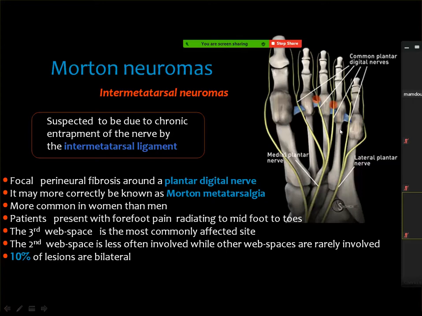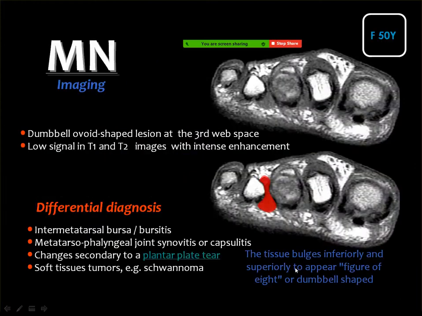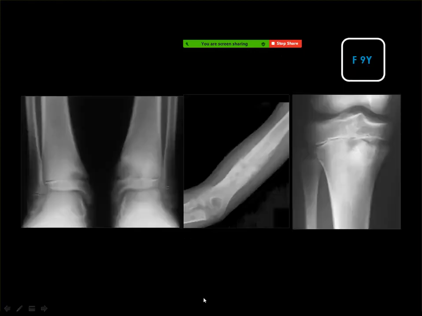And the most common site for Morton's neuroma is the third intertarsal space, and it may also be seen in the second space as well. Then it has a very characteristic site and appearance, being of low signal in the T1 and mostly of low signal in the T2. It will enhance with contrast material.